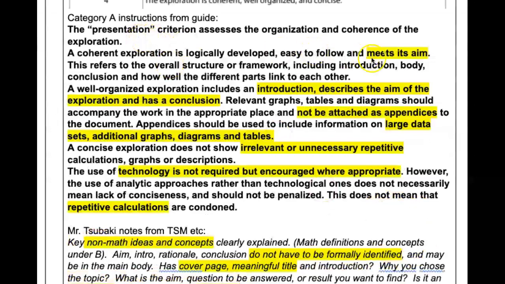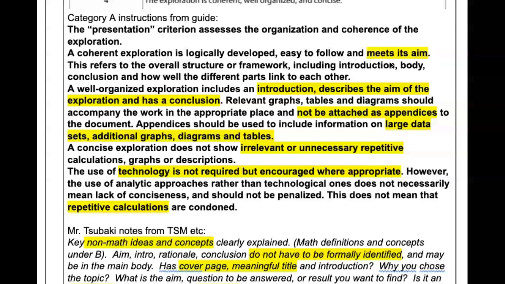All right, let's look at some of the other things I've highlighted. Okay, your IA should meet its aim. So at the beginning, you should talk about what the aim of the IA is, and at the end, you should show with math how you have met that aim.